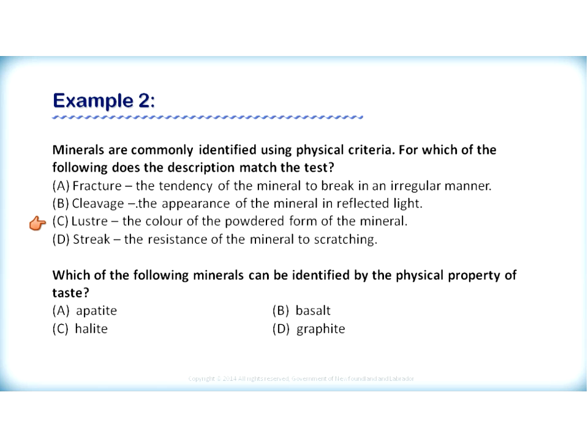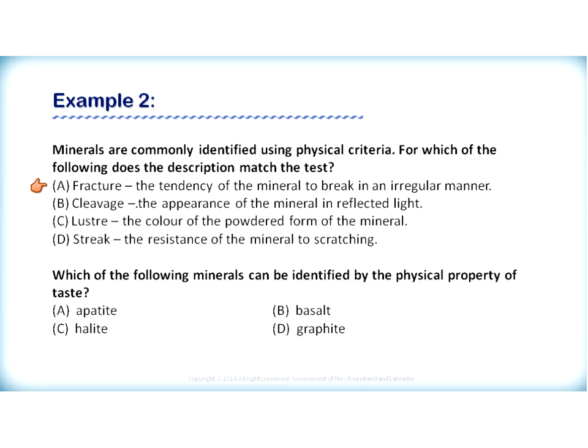Choice C reads, luster is the color of the powdered form of a mineral. Previously we've discussed that the powdered form of a mineral when scraped on a non-glazed porcelain tile is its streak, so C would not be the correct answer. And D, streak, is the resistance of a mineral to scratching. Previously we discussed that the resistance of a mineral to scratching is known as its hardness, so D would not be a viable answer. So the answer to this question will be A. Fracture is the tendency of a mineral to break in an irregular manner.